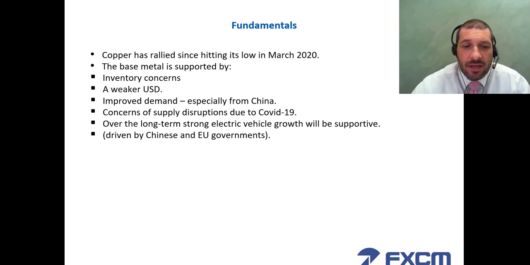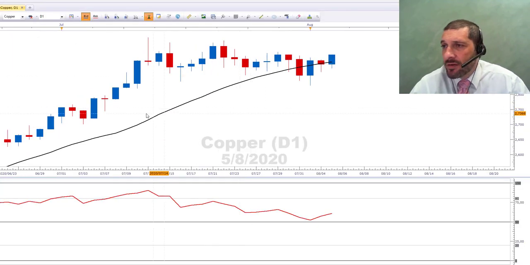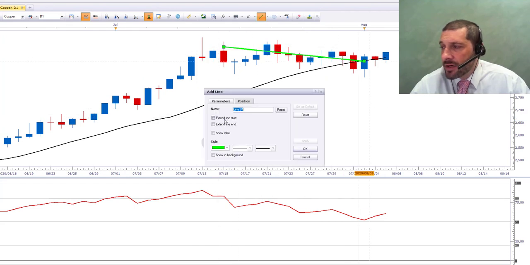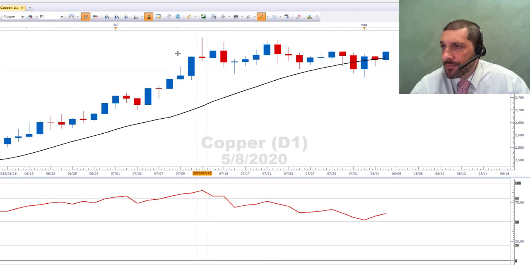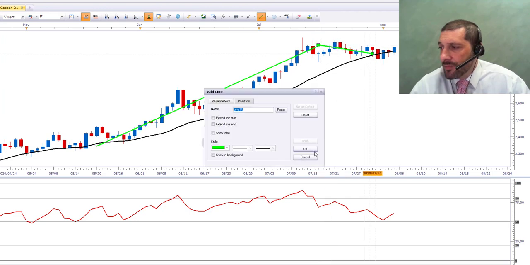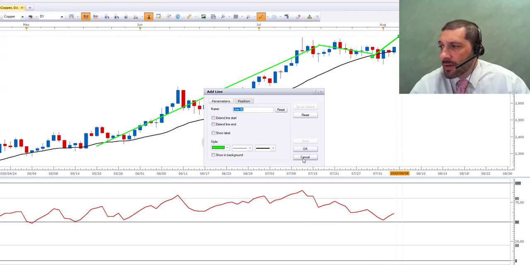Let's take a look at the technicals. And what you can see here is the daily copper price. And we've got the 20-day simple moving average on this chart as well. And you can see that it has reverted to the 20-day simple moving average. Okay, so if I zoom out, you've got this impulse move up over here. You've got this reversion there. And now the question is, are we going to get a movement up?